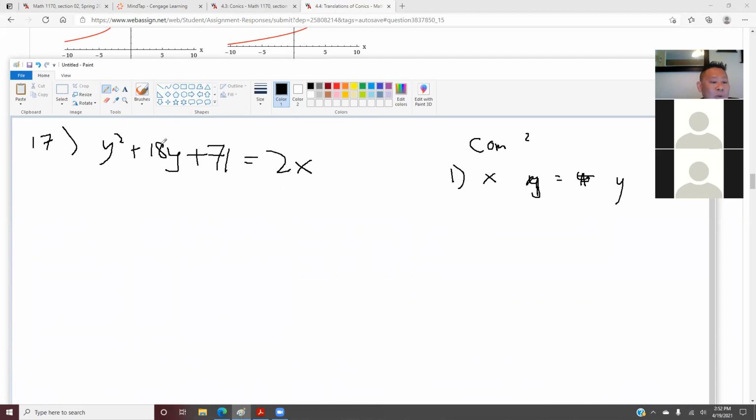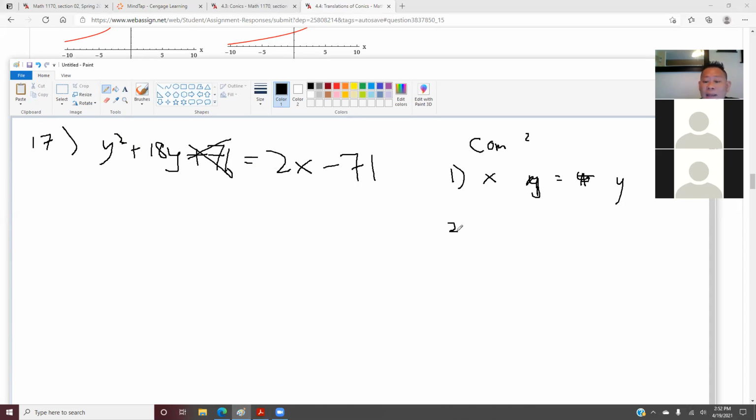Now, since you have a y square here, the 71 has to move over here. So this will become -71. So this is what you need to do first: you separate this so that your y square and your y will be on one side and your x is with the number. Depends on where the squaring is at, okay?